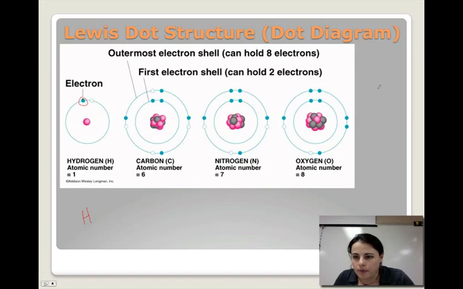So let me do a fake one up here. X is the element. This does not exist. This is a fake symbol. Now what you do, if it has 1 valence electron, you draw 1 dot. If it has 2 valence electrons, you draw 2. If it has 3, you go in kind of a clockwise or counterclockwise circular fashion.